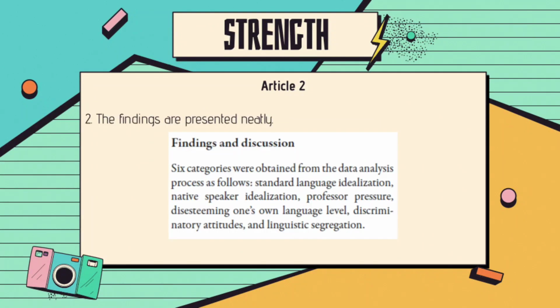The second strength found in Article 2 is that the findings are presented neatly, as we can see from the example. There are 6 categories that the results are sorted into, which are standard language idealization, native speaker idealization, professor's pressure, esteeming one's own language level, discriminatory attitudes, and linguistic segregations. So this allows the reader to interpret the results more easily.